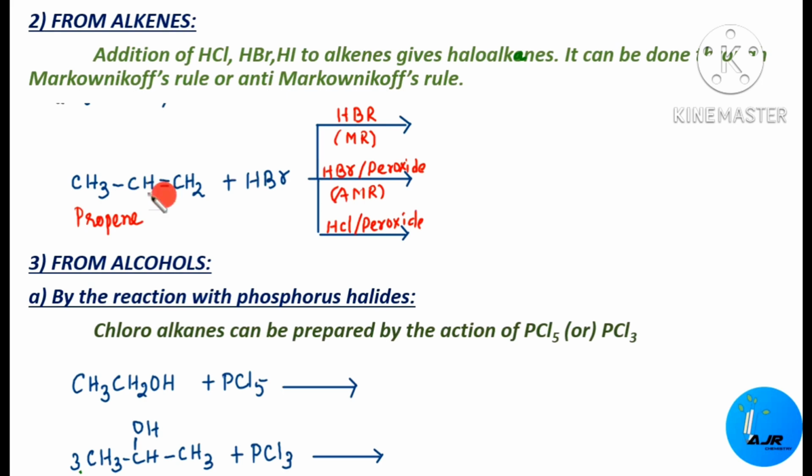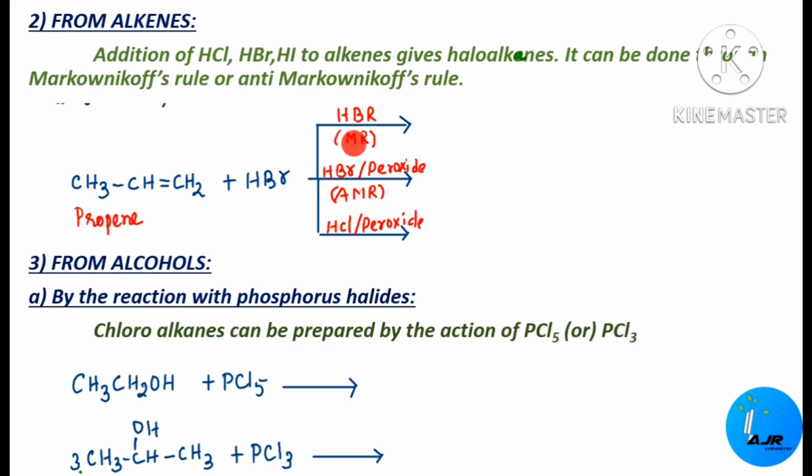See here, near this double bond we are having two carbon atoms, is it not? So when you are adding a hydrogen halide, the hydrogen will get added to the carbon which is having the higher number of hydrogen atoms. So this is based on Markovnikov's rule. Now again let me explain how this reaction takes place. I have taken propene, CH3CH=CH2, plus HBr.